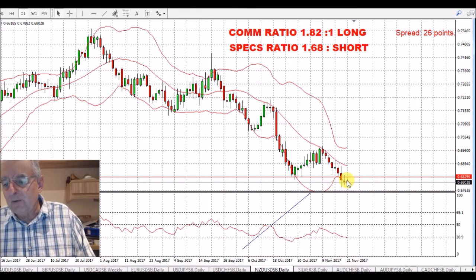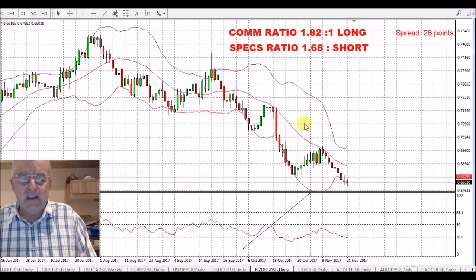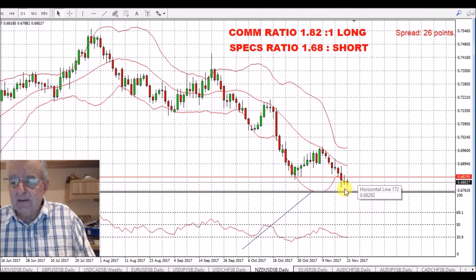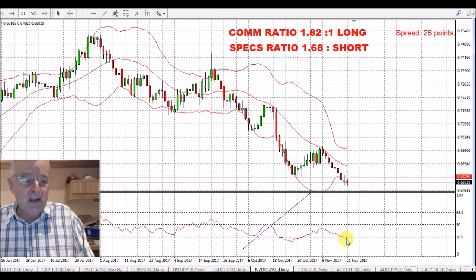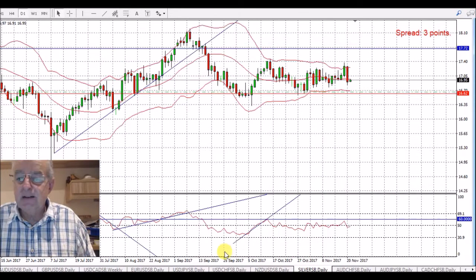New Zealand dollar, US dollar. This is finding support about where it is. The commercials are long, 1.82. So I am sort of expecting a bit of a bounce here. We'll see how that goes. We are actually just below the 30.9 at about 30.2 at the moment. Not my favourite trade, but we'll see where that goes.